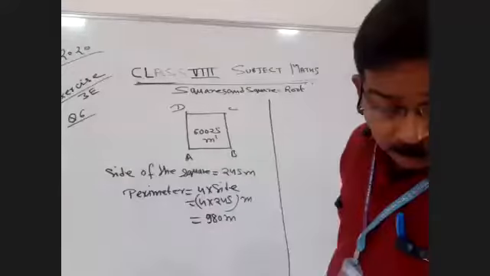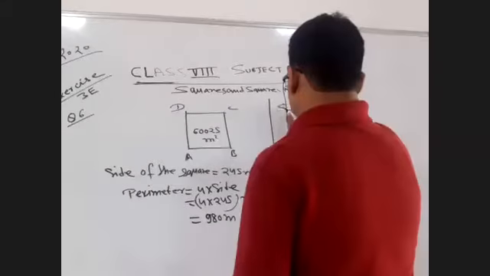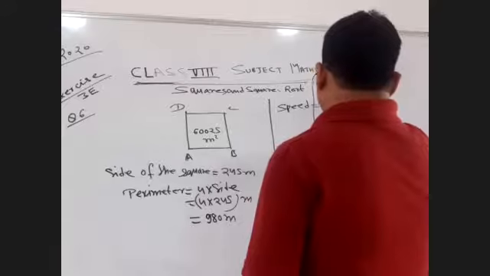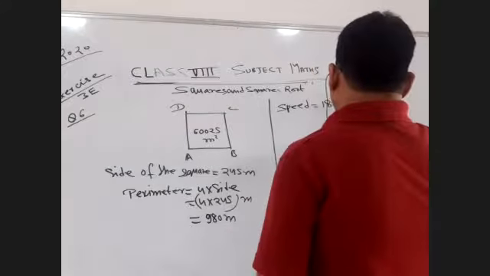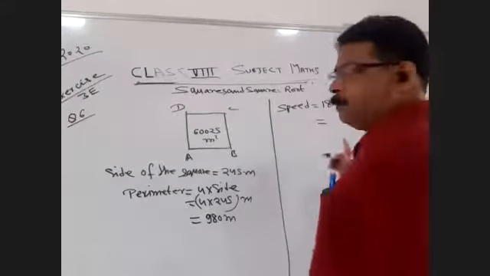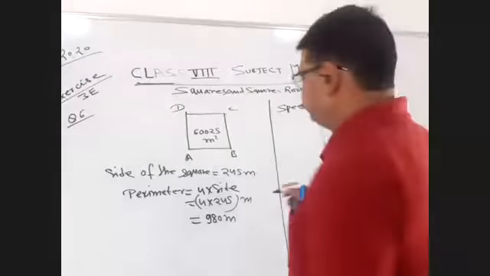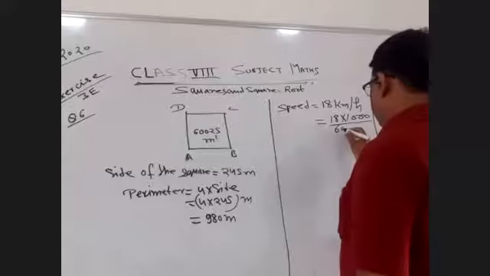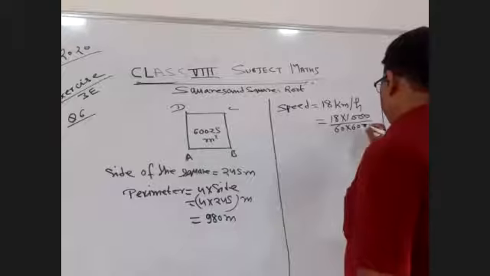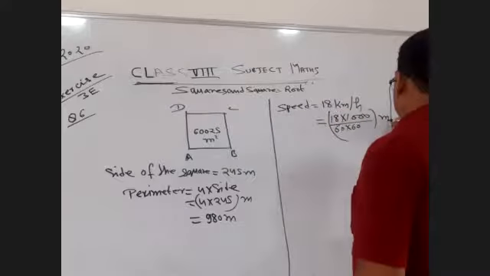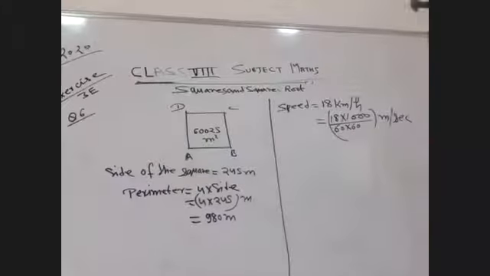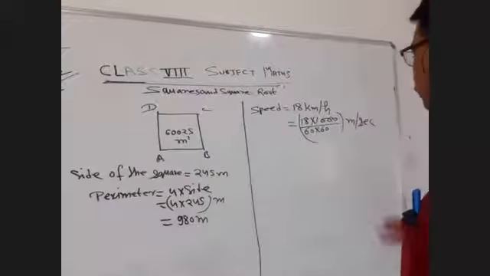Speed of the cyclist is 18 kilometer per hour. Convert into meter per second: 18 into 1000 divided by 60 into 60 meter per second. Important step, convert the speed which has been given in kilometer per hour.